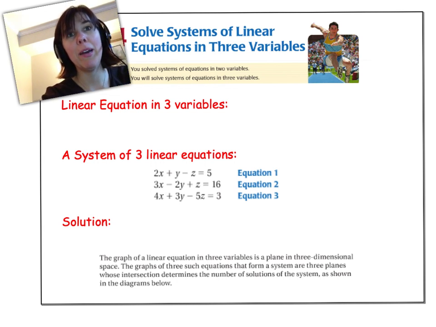Hello, I'm your airline pilot today, and we're going to learn how to solve systems of linear equations in three variables. Let's get started.